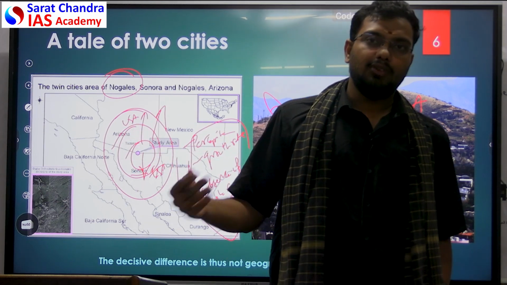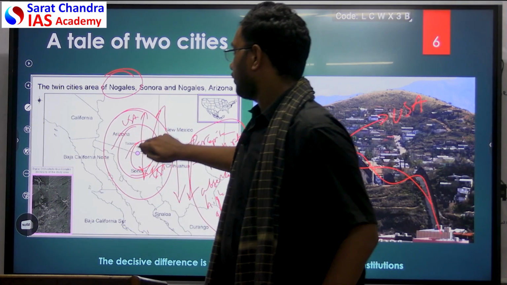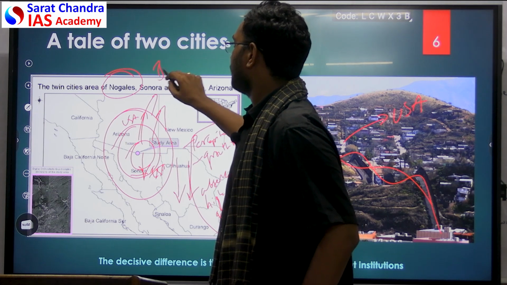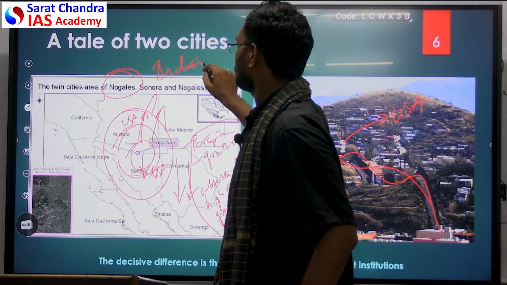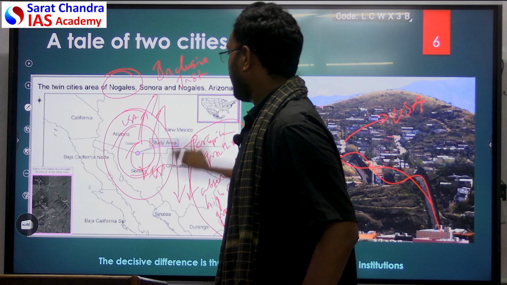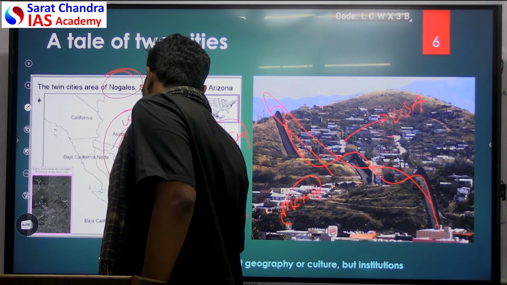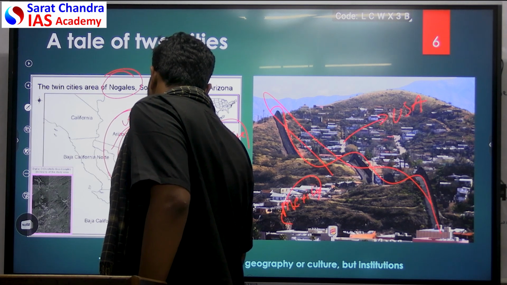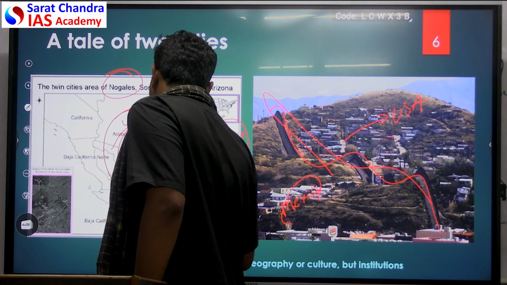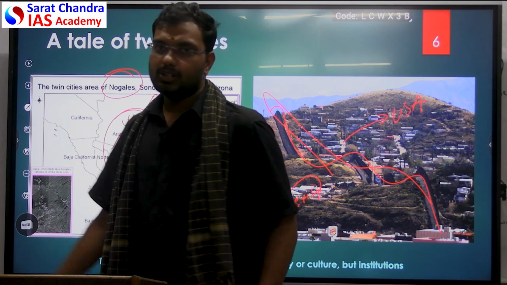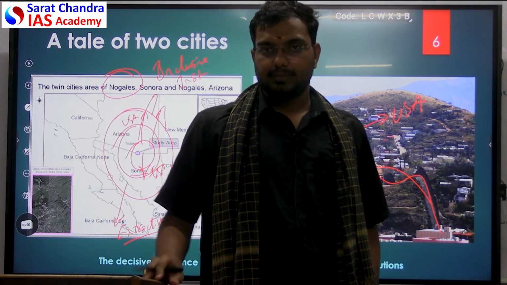So in the USA, we find the democratic rule. Here we have inclusive institutions. Whereas in Mexico, we find extractive institutions. So this is what they have observed, the difference.